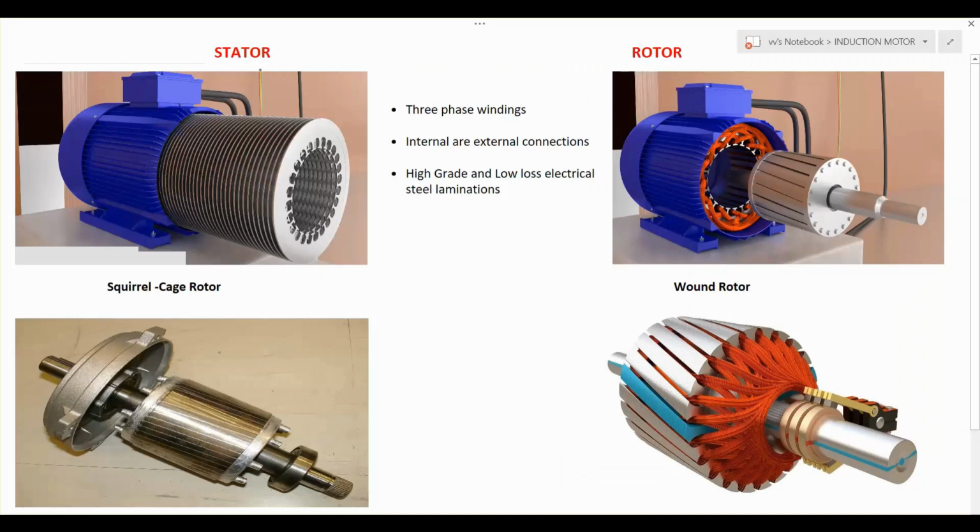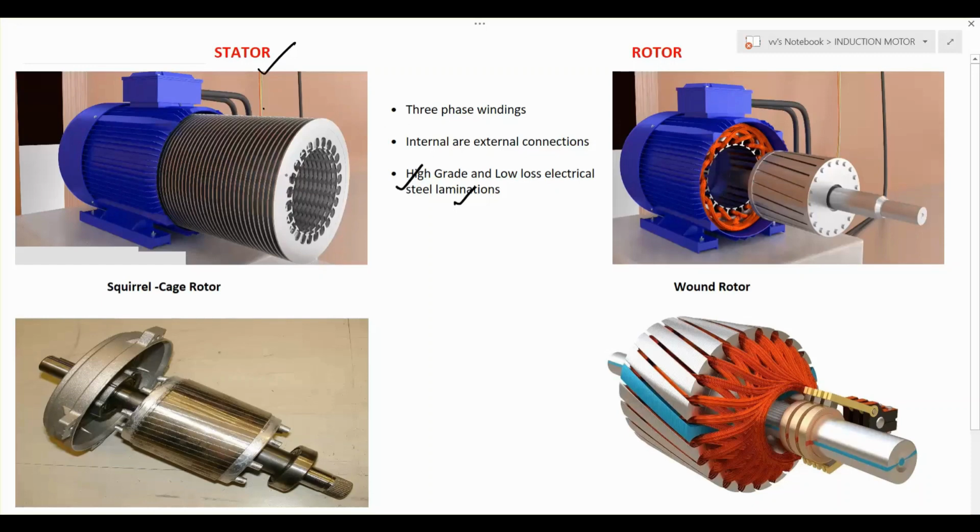Coming to the stator portion, in this figure the stator core is shown laminated, made of high grade low loss electrical steel laminations. Why do we make these laminations? To minimize eddy current losses. We will discuss these types of losses and how to reduce losses in detail in further classes. Just to understand, to eliminate the eddy current losses, we laminate the core.